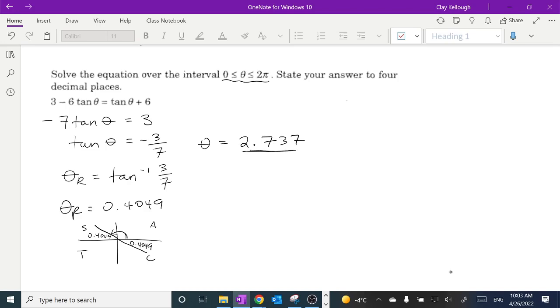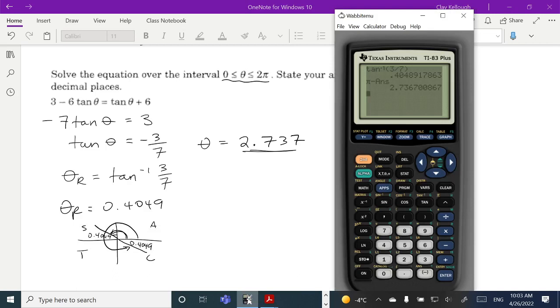That's just this guy. Now I have to find this guy all the way around, and that would be 2 pi minus that answer. So here, I kind of don't want to round anything, so I'm going to just take pi minus that last answer. There's that first answer again. Now I want to minus that from 2 pi. So I go 2 times pi minus that last answer. And that's 5.8783.